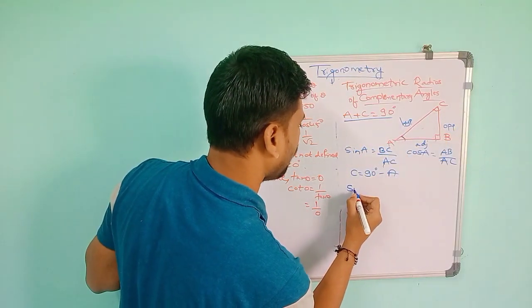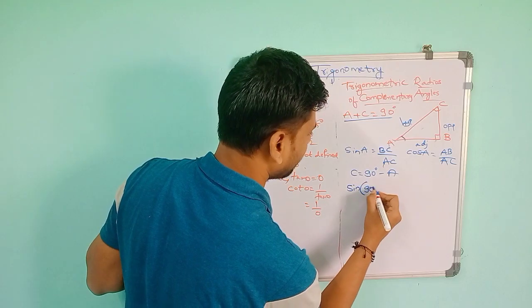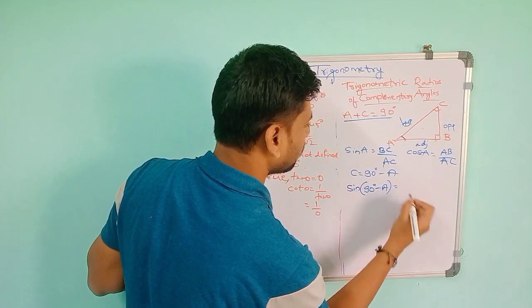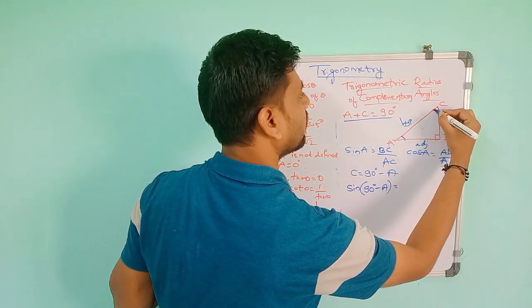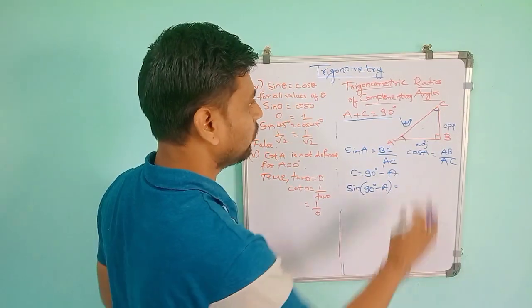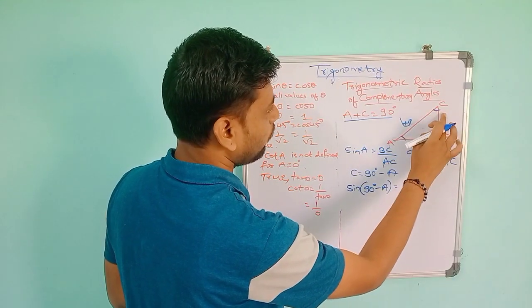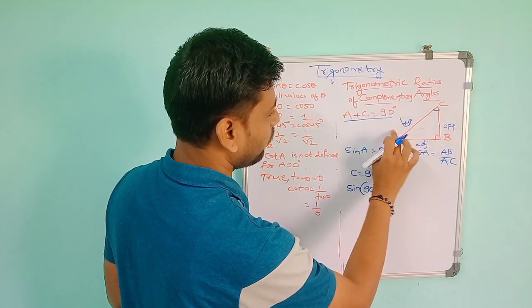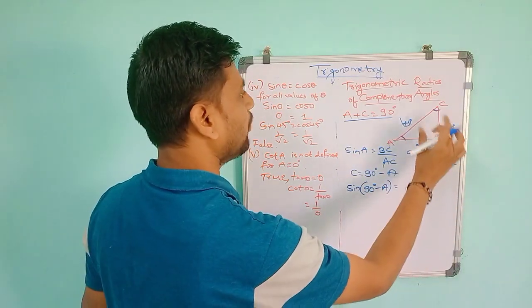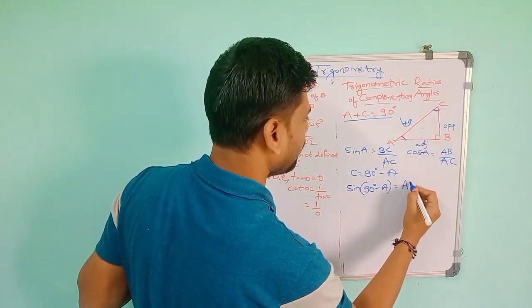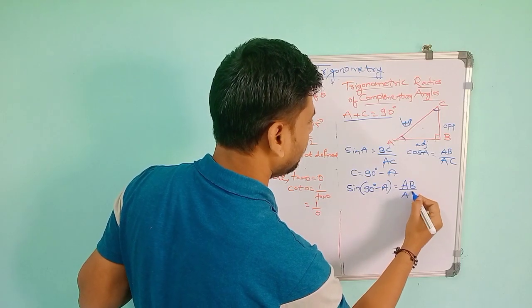If you take sine of 90 degrees minus A, what will it become? Sine of 90 degrees minus A. So this angle is 90 degrees minus A. For this angle, this will be adjacent, hypotenuse is this only, but opposite is this one. So sine means opposite by hypotenuse. So it will be AB by AC.